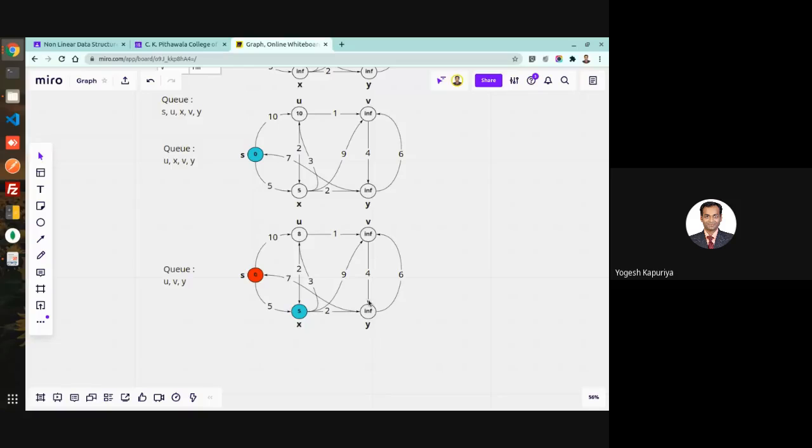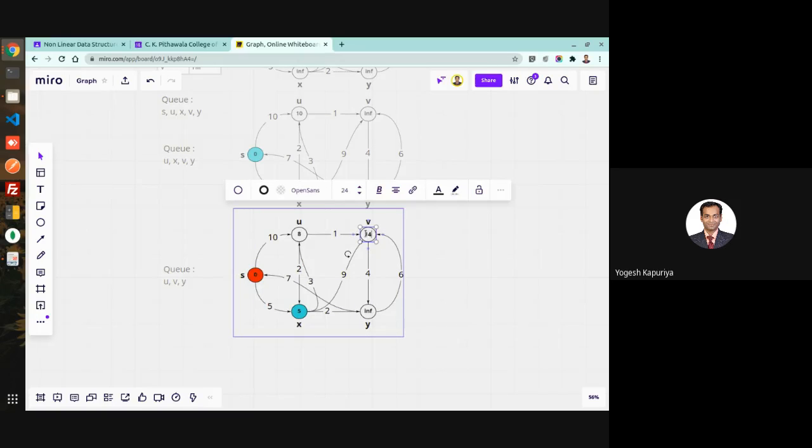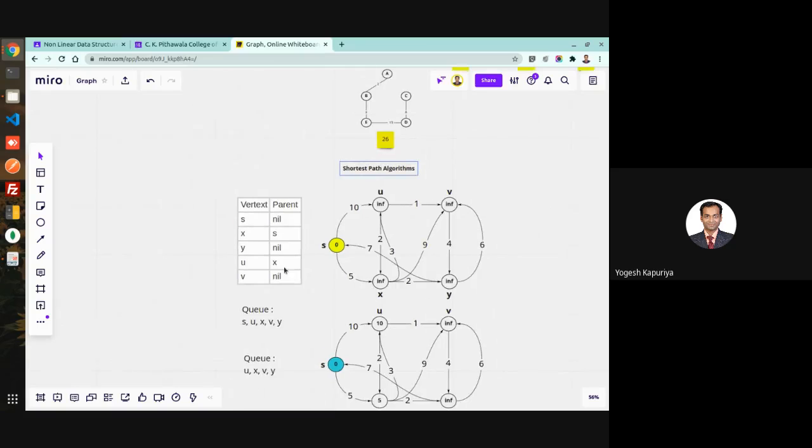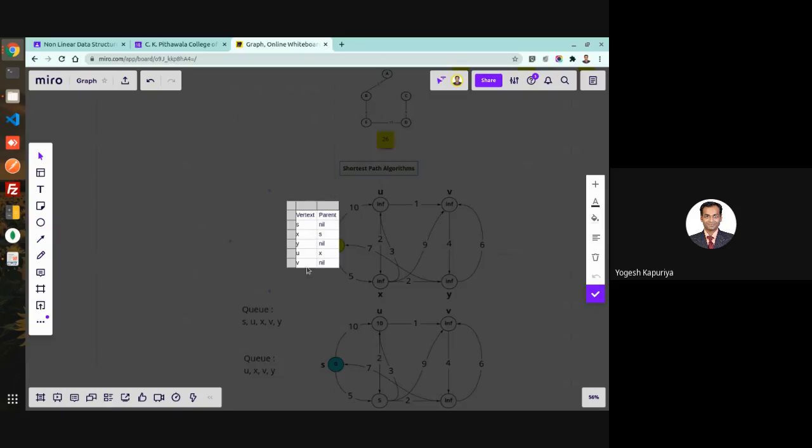Next, another vertex V, it's infinity. The distance of X is 5. 5 plus 9 is 14. 14 is less than infinity, so this will be changed to 14 and the parent of V will be X.